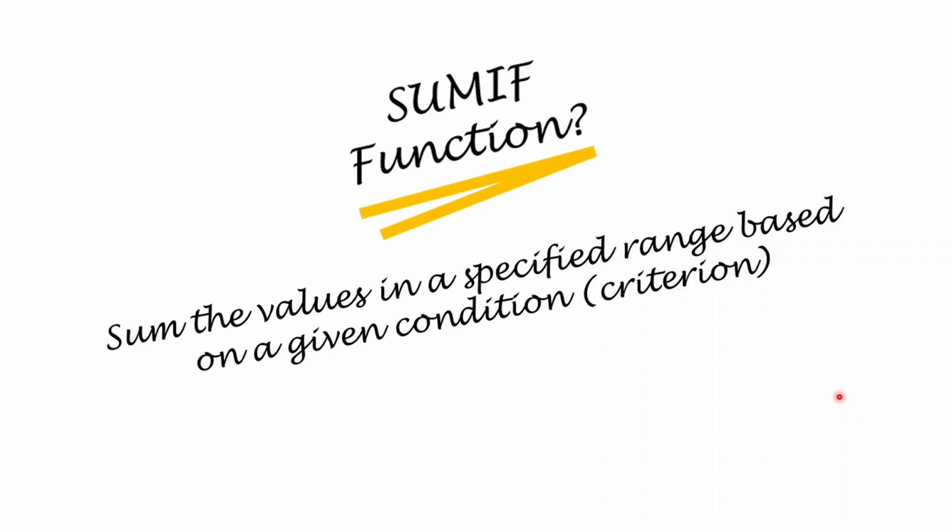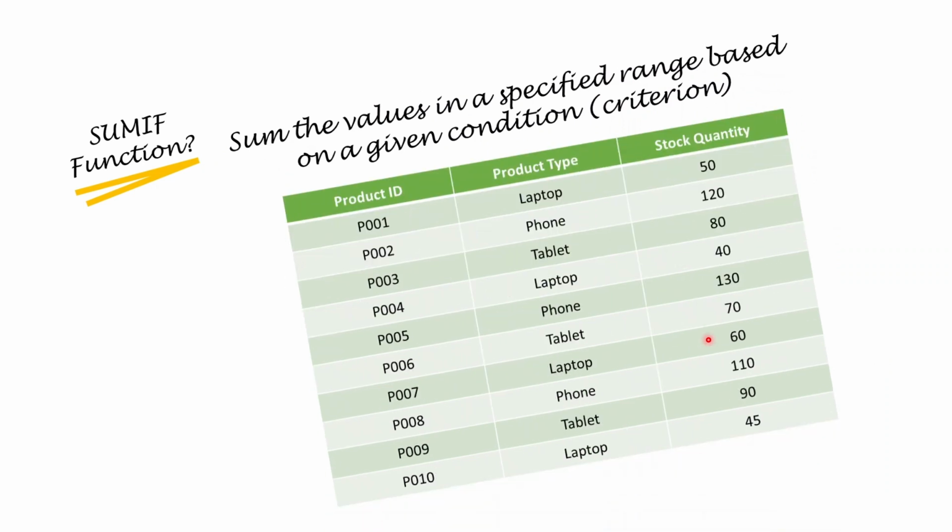The SUMIF function is used to sum the values in a specified range based on a given condition or criteria. What do we mean by any condition or criteria? For example, we have a table of products. These are product types, and we have different stocks available of these products. So I want to check the total stock quantity of all the laptops. I have laptop 50 over here, 40 over here, 60 over here, 45 over here. So I want to calculate the total laptops, the total stock quantity. I can do this using the SUMIF function.